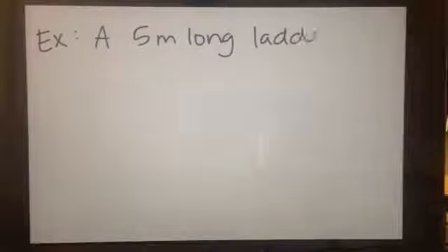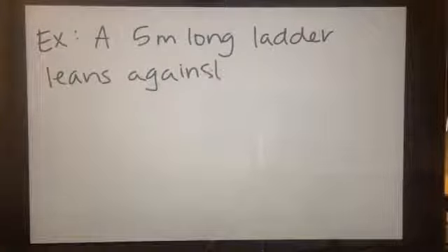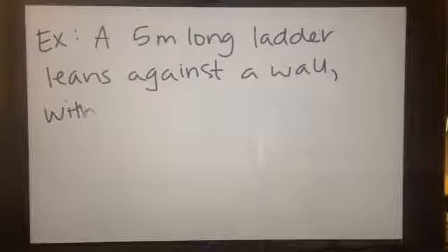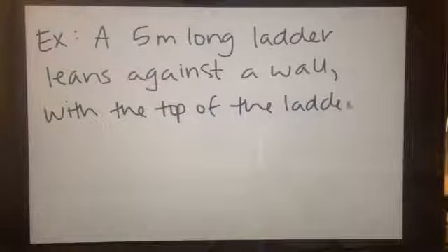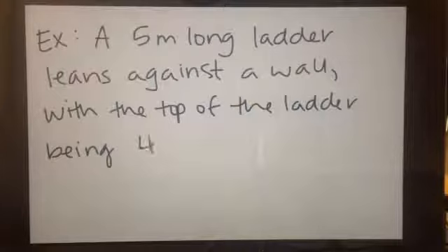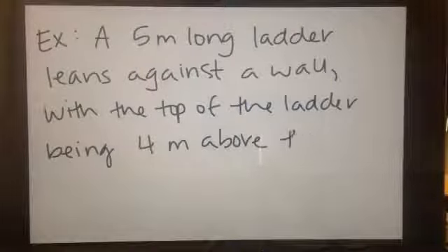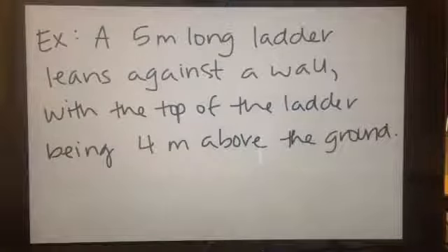Alright, so here is our example problem. A 5-meter long ladder leans against a wall, with the top of the ladder being 4 meters above the ground. What angle does the ladder make with the ground?